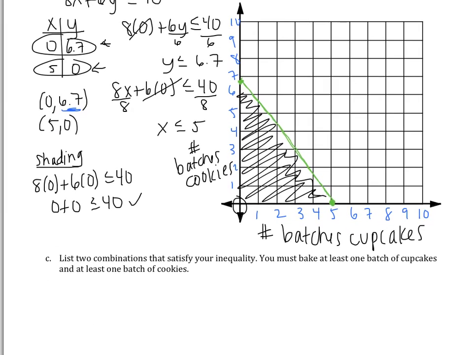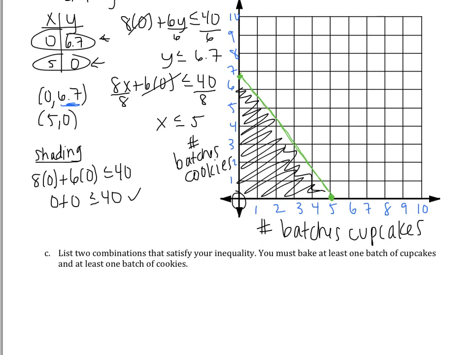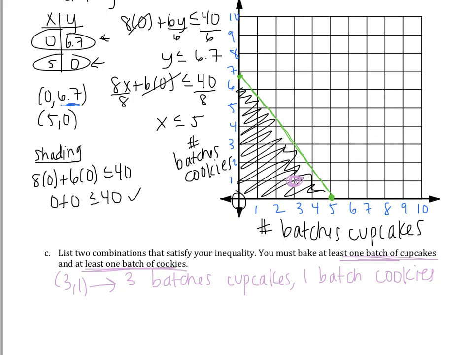Now for C, it says list 2 combinations that satisfy your inequality. Now for this one, we might have different answers, which is okay. You should have chosen 2 combinations in that shaded region. So for example, I might choose this one right here, this point. So this is the point 3, 1. That's going to be 3 batches of cupcakes, and then 1 batch of cookies. Now it does say that we have to bake at least 1 batch of both, which we did.